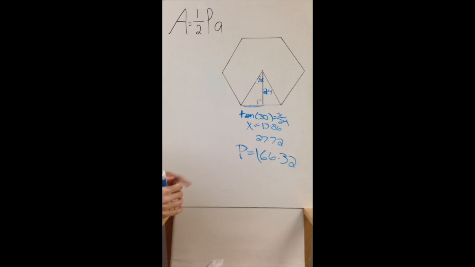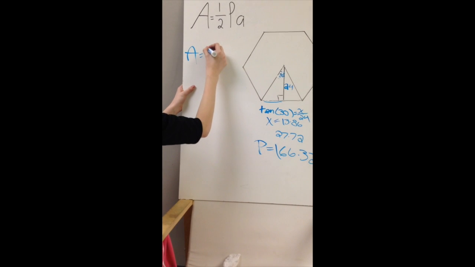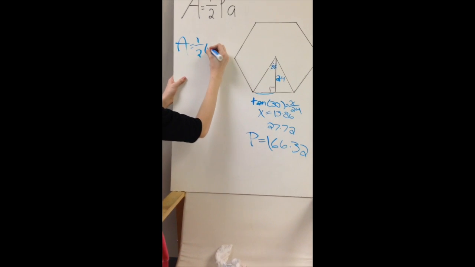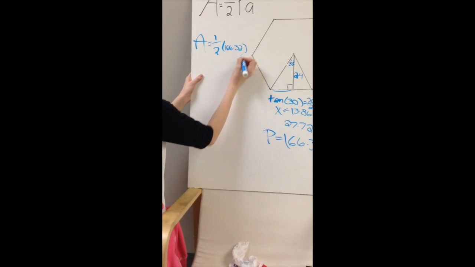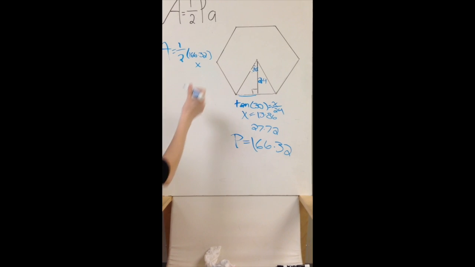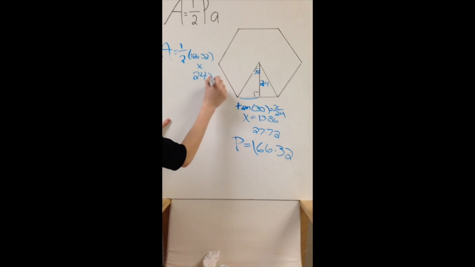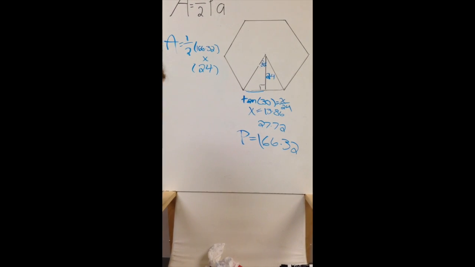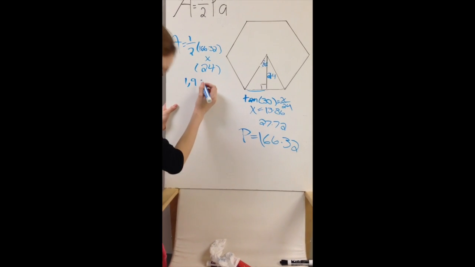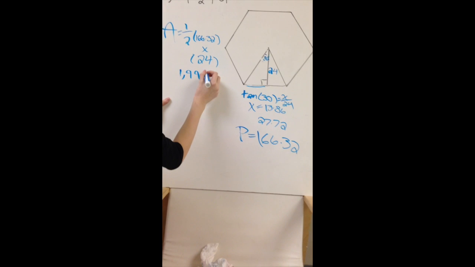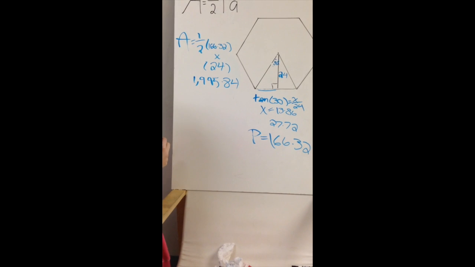Then you would plug both of these into the formula. You get the area is equal to 1/2 times 166.32 multiplied by the apothem, which is 24. If you solve this, you should get 1,995.84. And this is the area.